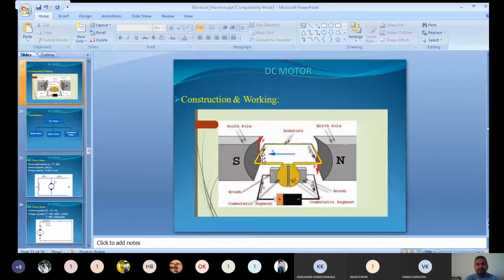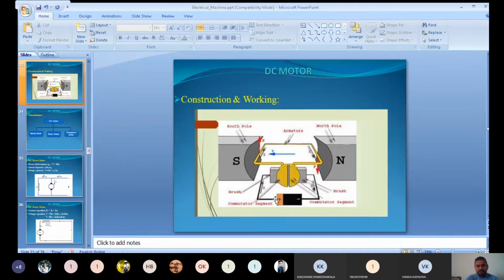Now this is the conductor, here is the commutator, and brushes are placed on this commutator. One battery is connected to these brushes. This is the battery, black and copper color. Here is the positive terminal of the battery, which is connected to this brush, and the negative terminal is connected to the other brush. This is one side of the brush, this is the second side of the brush, and this portion is the commutator. This is one commutator segment, and this is the second commutator segment.